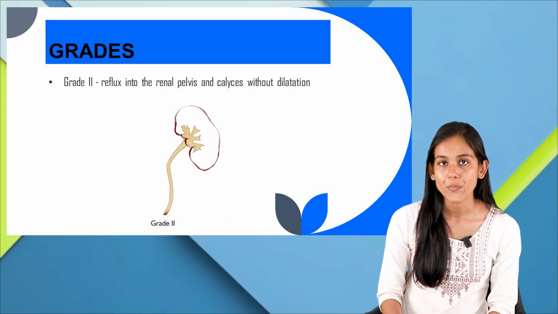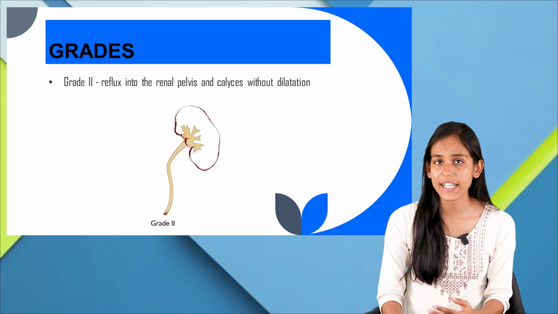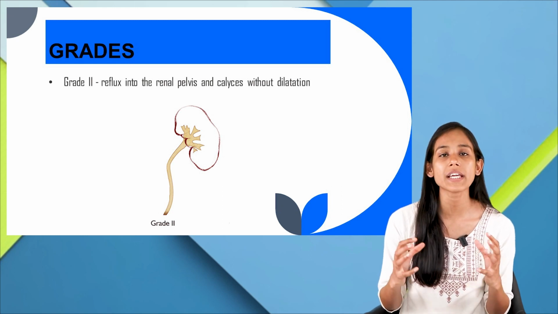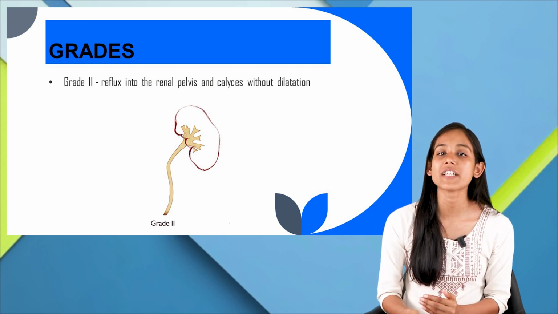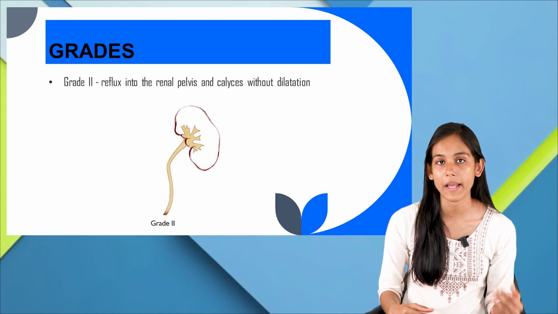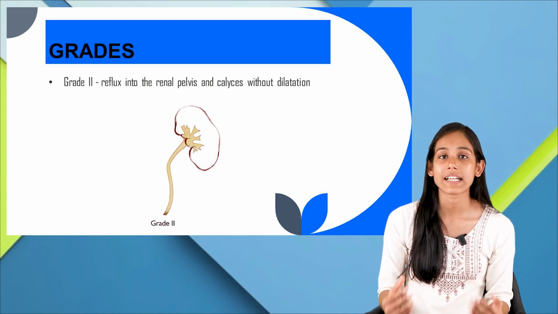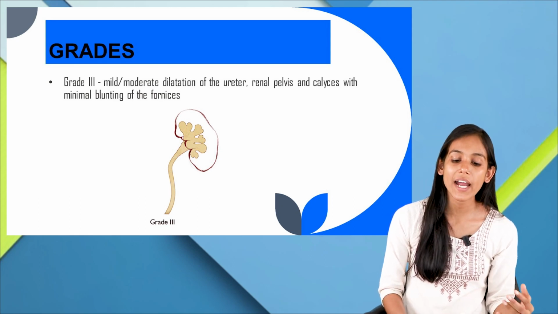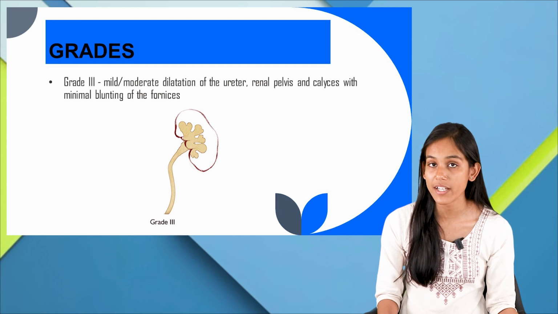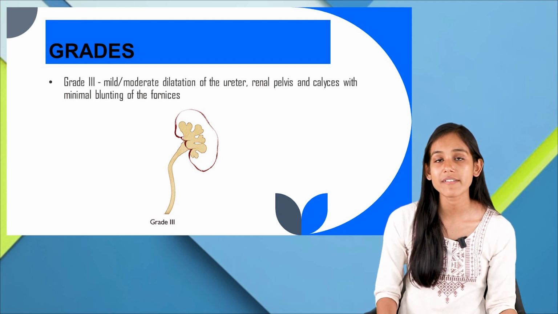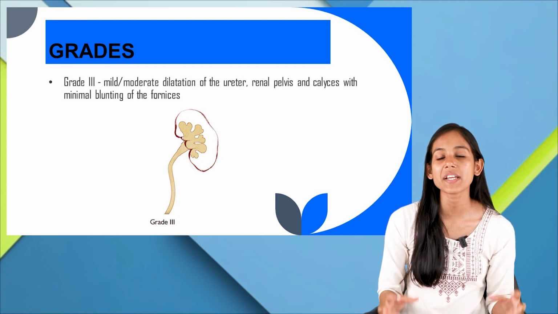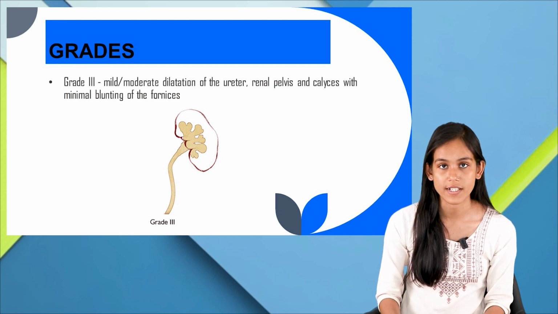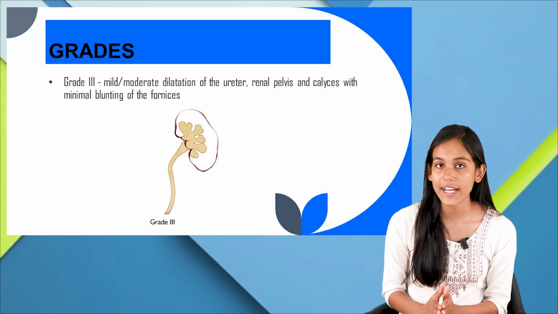Next is grade 2. In grade 2 also we cannot see any sort of dilatation. So there would be no dilatation, but there would be reflux of urine into the renal pelvis and also the renal calyces. The next one is grade 3. Here we can see mild to moderate dilatation of the ureter, of the renal pelvis and renal calyces with minimal blunting of the fornices. So this is what we can see in grade 3.